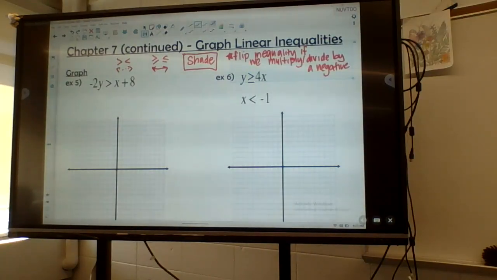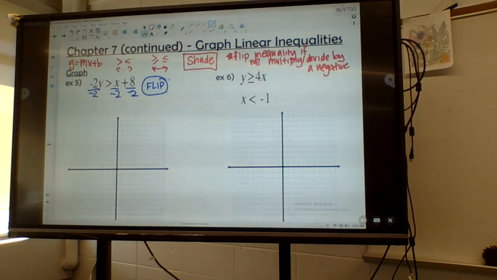So for example 5 here, we want to get this y alone. So we're going to do y equals mx plus b still. So we're going to divide by this -2. And I'm going to divide everything by -2. Since I'm dividing by a negative, I have to flip the inequality. So it's going to switch the direction the inequality is facing. Now, there's a 1 in front of the x, so this is a -1/2 x, and then -4, because it's 8 over -2.